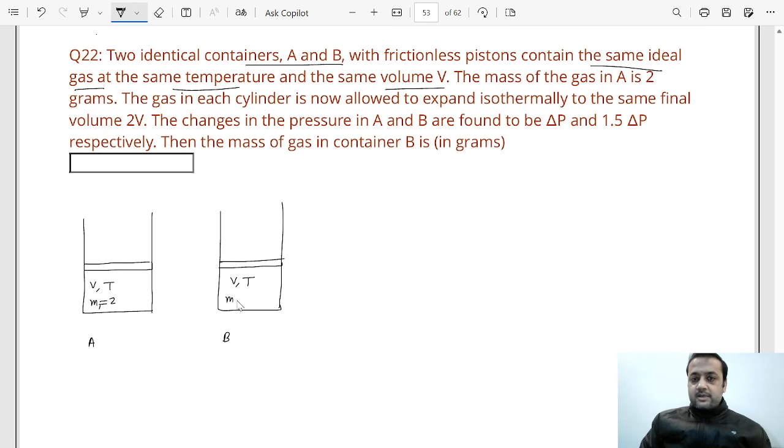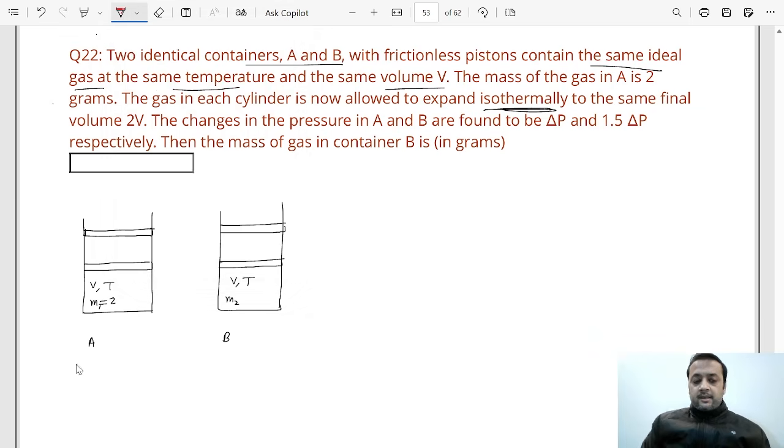Here they have not given the mass, so let's say M2 is what? I think they are asking the same thing. M2 we have to find. Now, the gas in each cylinder is allowed to expand isothermally to the same final volume 2V. That means the piston will go to the final volume 2V, so the volume will double in both situations. Changes in pressure in A and B are found to be delta P and 1.5 delta P respectively, and we have to find the value of M2.